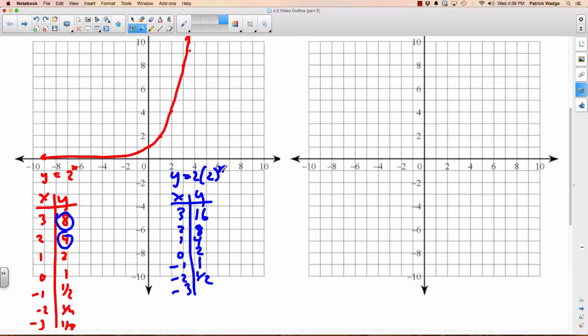2 to the negative 3. Remember, it's a flipping negative, so it becomes 1 over 2 to the third power, which is 1/8, and then when you multiply that by 2, you get 2/8, which is the same as a quarter. Okay, 3, 16 doesn't fit. 2 and 8 fits, it's right there. 1 and 4, 0 and 2, negative 1 and 1, negative 2 and a half, negative 3 and a quarter, like this.